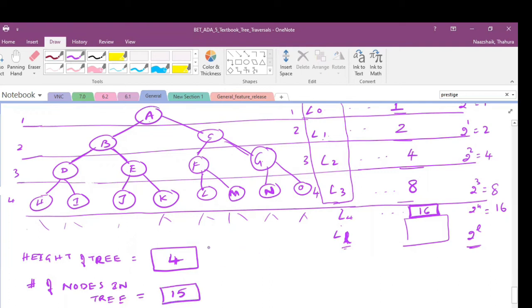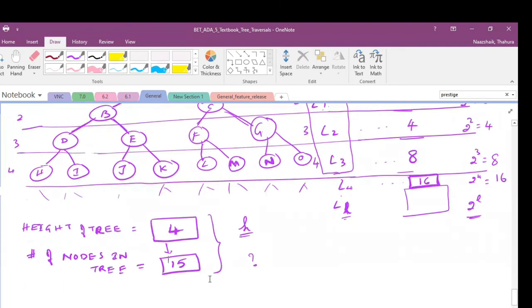So if somebody says, I will tell you the height of the tree is H, can you tell me the number of nodes in the tree? Can you find any relationship between this and this? What we can do is have something like 2 to the power of height, minus 1. We know that 2 to the power of 4 is 16, and 16 minus 1 is 15. So if somebody says the height of the tree is this, one way to find the number of nodes is 2 to the power of height minus 1.